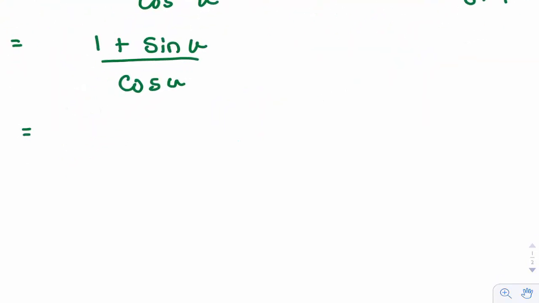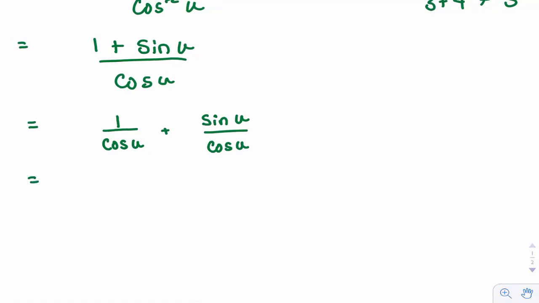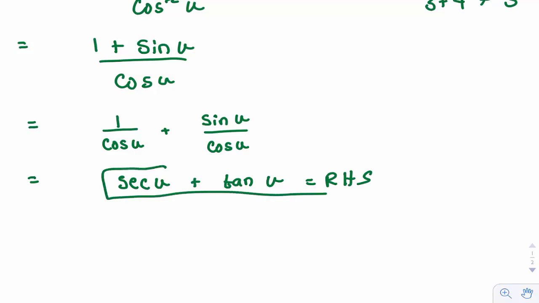I'm going to split this fraction up. This is my common denominator. So I'm going to go ahead and write this as 1 over cosine u plus sine u over cosine u. And that is going to be secant u plus tangent u, which is my right-hand side. Notice I didn't have to touch the right-hand side. I was able to get there using the strategies that we already have learned.